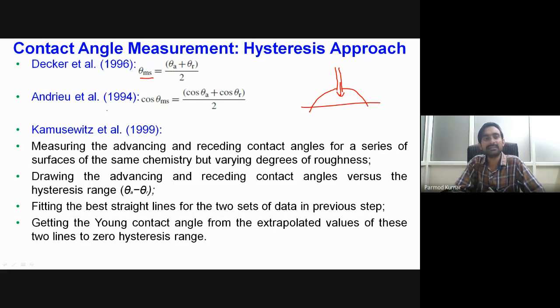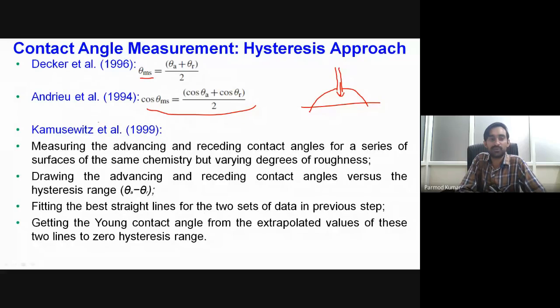Whereas another researcher has suggested that when we take the arithmetic average, we should take the arithmetic average of cos theta instead of theta. So this second equation is also proposed. Then, particularly for rough surfaces, one more procedure is proposed.